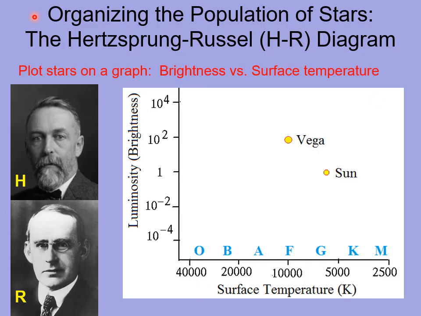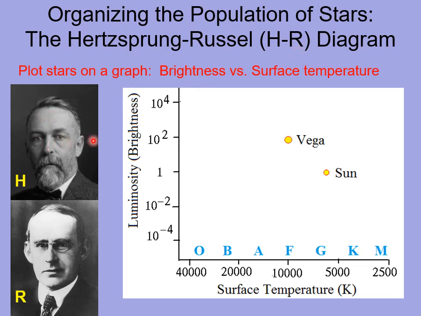So now we have enough information to organize the population of stars by their classification, by their spectral class, and by their brightness or their luminosity. And this was first done by two American astronomers named Hertzsprung and Russell. So the Hertzsprung-Russell diagram, which everyone just calls an HR diagram because that's much easier to say.